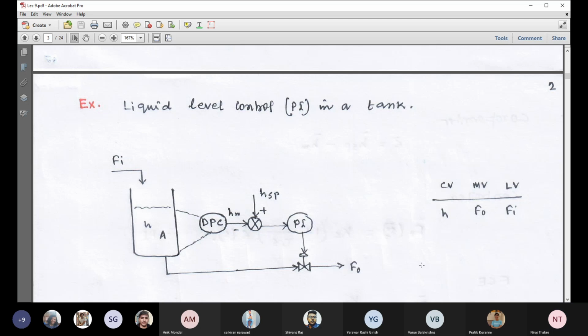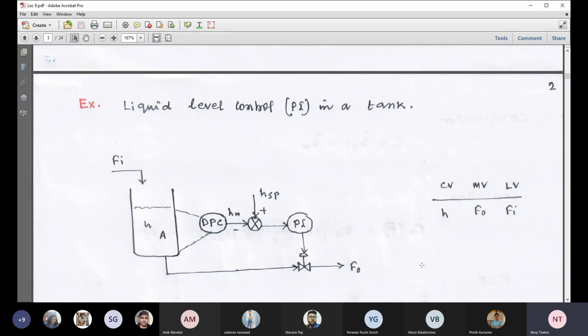I repeat, if we want to use the closed loop transfer function, then first we need to know the 5 individual transfer functions. What are those? GP, GD, both are specific to the process. GC is specific to the controller. The fourth one is GM, that is specific to the sensor or measuring device. And the fifth one is GF, that is the transfer function specific to the final control element.